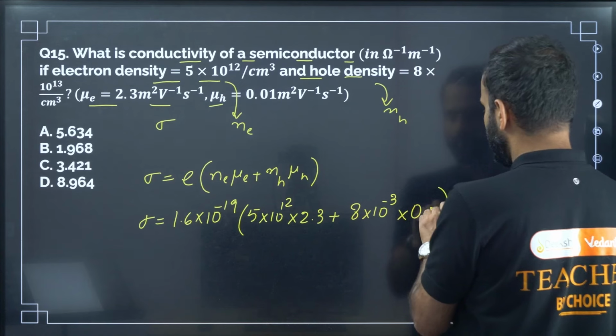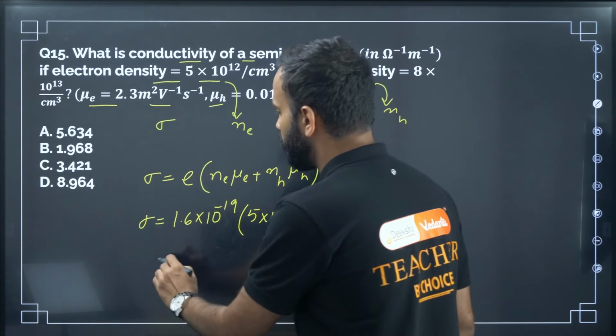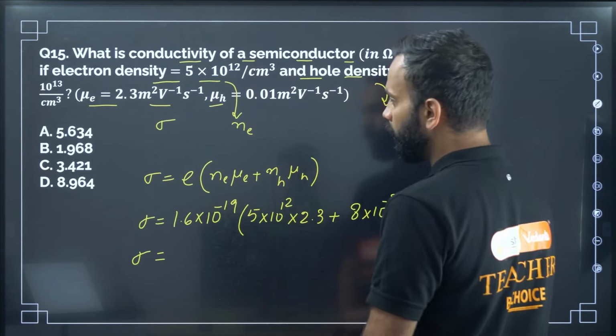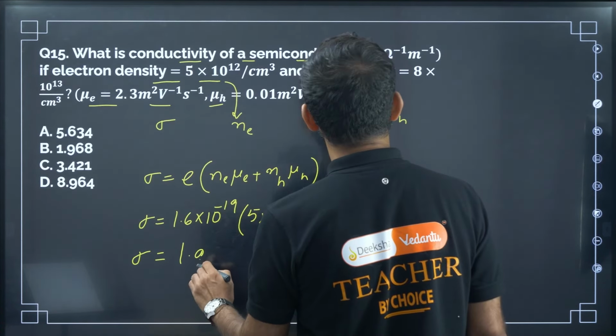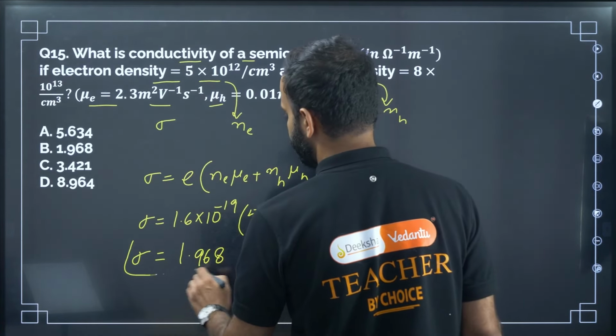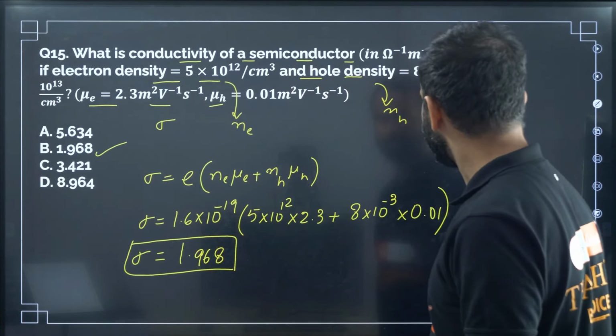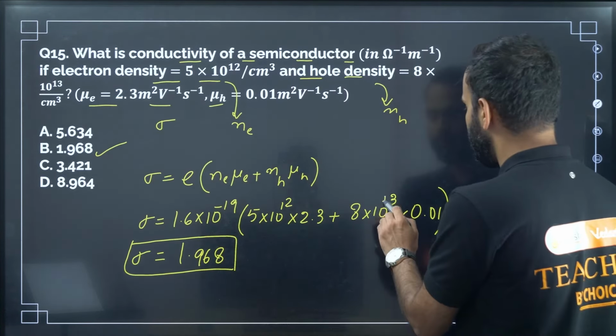0.01. So now solve this. You will get 1.968. The correct option is B. So 1.968 into 10 to the power 13, not minus 3, 13.